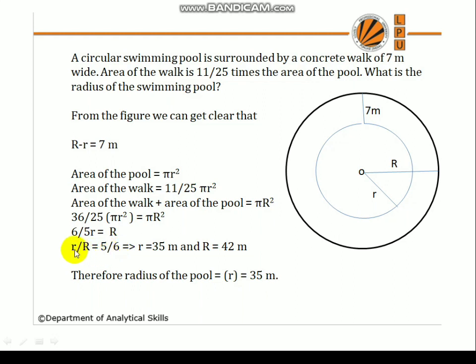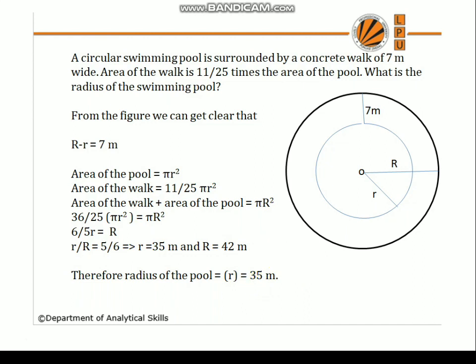Let's say the small r is 5x, capital R is 6x, then the gap will be 1x. But we know the gap between capital R and small r is 7 meter. So if 1x is 7 meter, then 5x is 35 meter, 6x is 42 meter. That is, small radius is 35 meter and capital radius is 42 meter, whereas the radius of the pool is small r, which is equal to 35 meter.